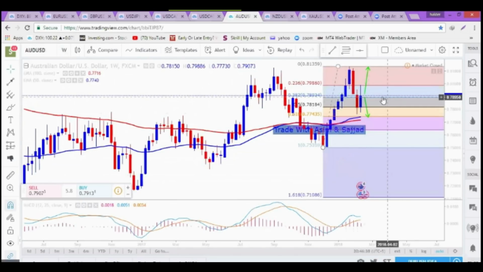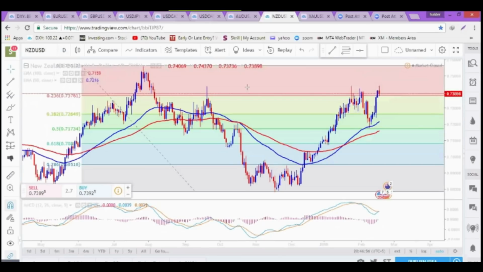So if we make it 50-50, I can put my votes like 65 to 35%. 65% I'm bullish, and 35 I keep as bearish. So be a little careful in this trade. And same goes with the New Zealand USD pair.